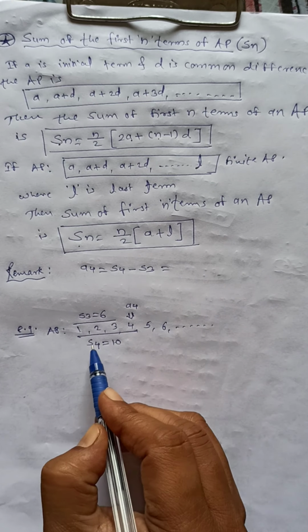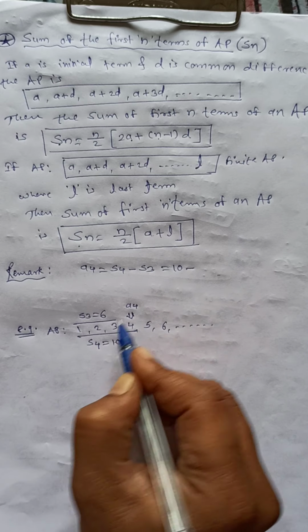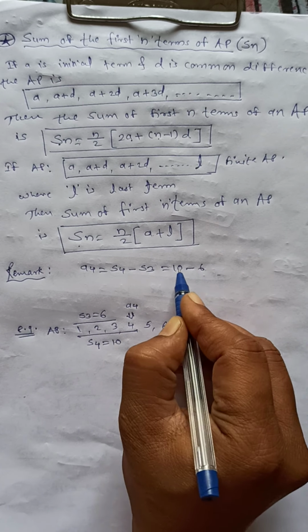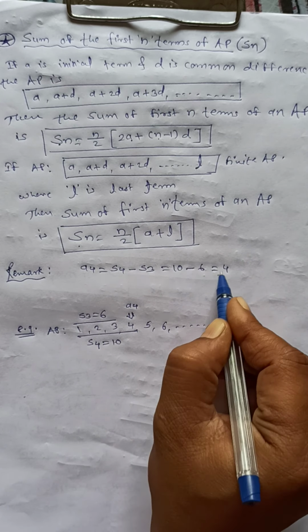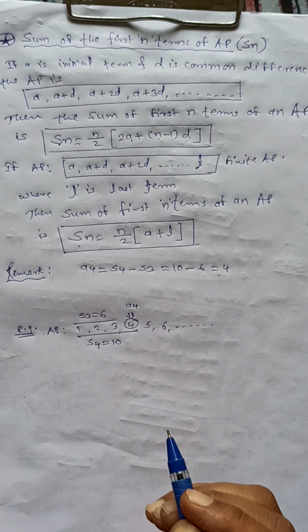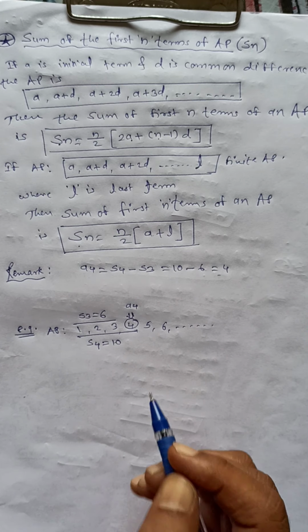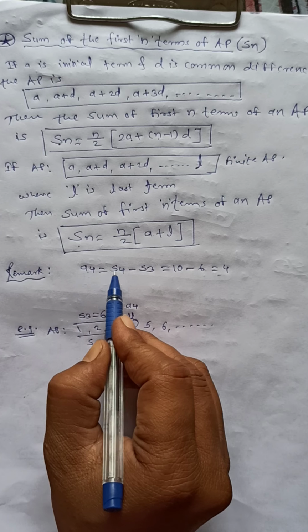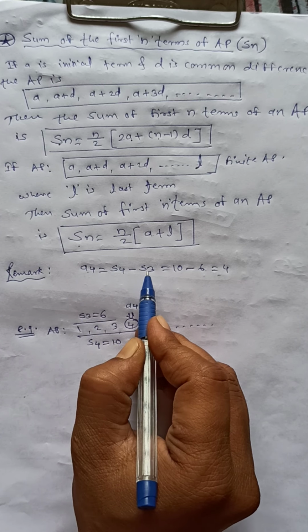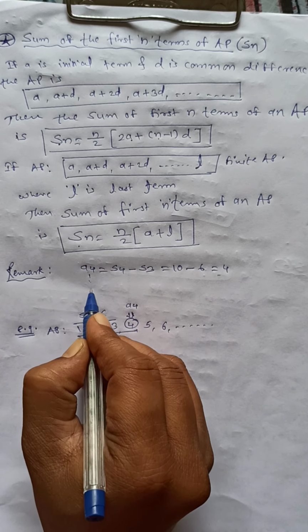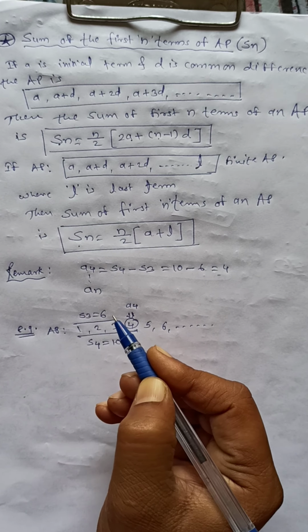How much is S4? S4 is 10 minus S3 is 6. 10 minus 6 is 4. A4 is equal to 4. Yes, A4 is equal to 4. How have I calculated? A4 is equal to S4 minus S3. Like this, you can calculate the nth term of an AP.